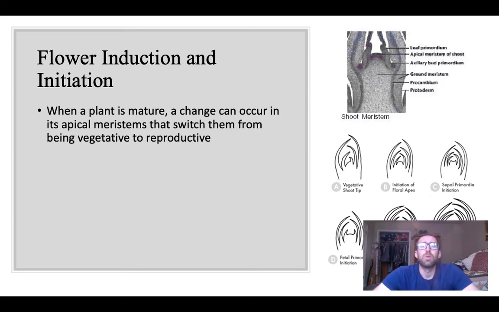So when a plant is mature, and remember from last lecture that maturity means that it went through phase change, puberty, and now it's reproductively capable. Right? So when a plant is mature, a change can occur in its apical meristems that switch them from being vegetative to being reproductive. And when we say reproductive, that's going to be forming flowers.